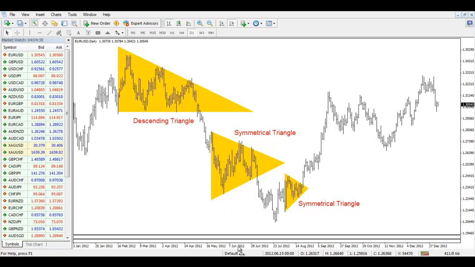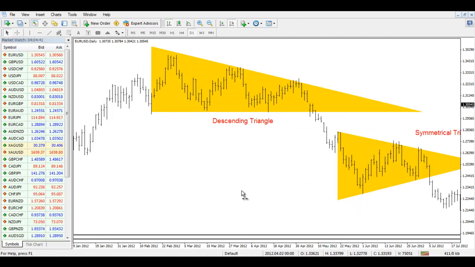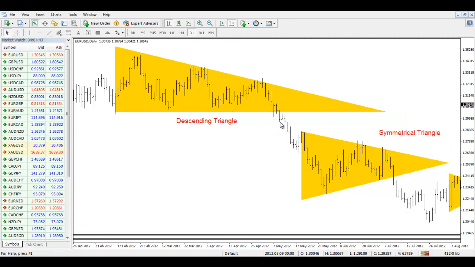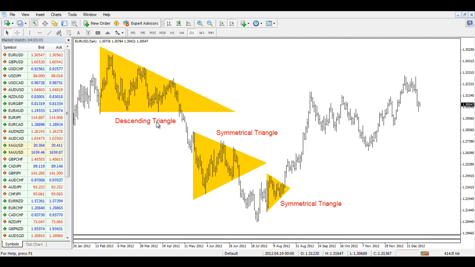And if we zoom in a bit more, we see that it was indeed this bar here that gave us the close outside of the triangle, which confirmed the move to the downside. Again, it was the horizontal zone here that got broken, first of all, but the close beneath actually confirmed that we're expecting price to move to the downside. And looking at that descending triangle, we can see price moves a long way as a result of the break of the triangle.